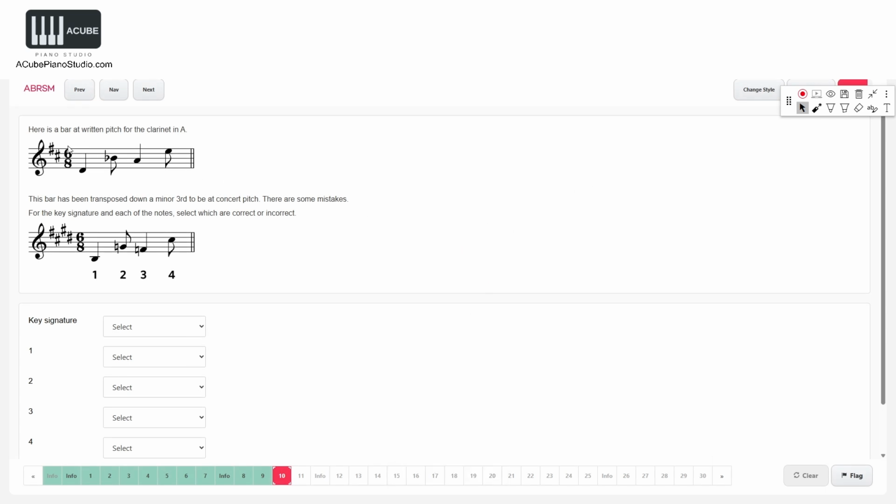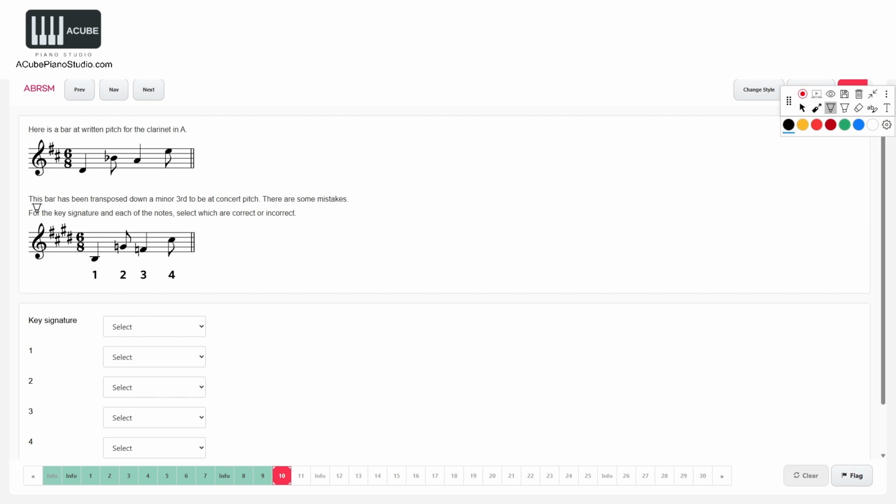All right, next, let's take a look. Here is a bar at written pitch for clarinet in A. The bar has been transposed down a minor third to be at concert pitch. So you need to go down by a third to be at concert pitch. There are some mistakes, so you need to find where the mistakes are.